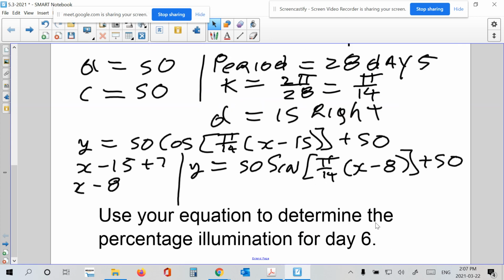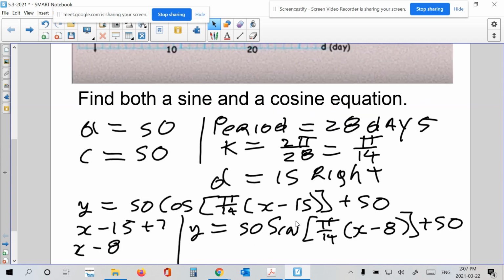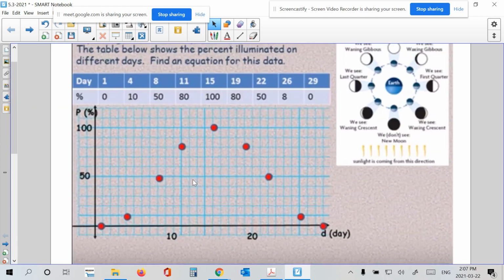Down here, we're going to use our equations to determine the potential elimination on day 6. We'll do that first before we put this onto the graph. The table doesn't tell us anything about day 6. It tells us that on day 1 it's this, on day 4 it's that, then day 8 goes from 4 across to 8. But it doesn't tell us what happens on day 6.